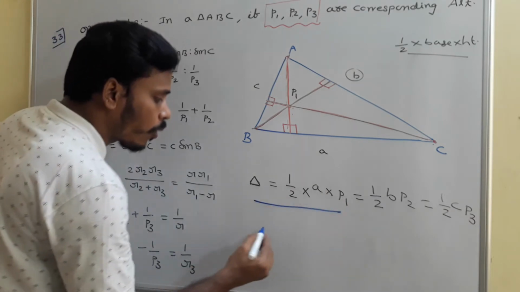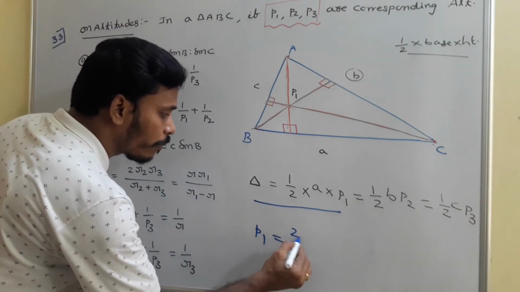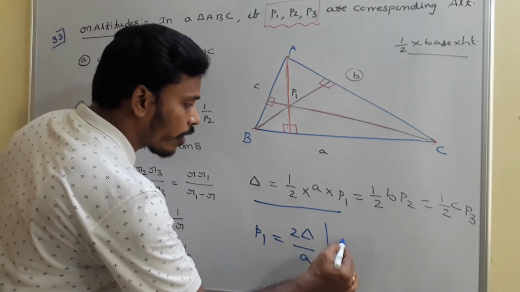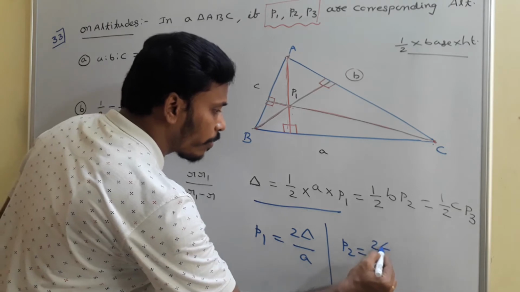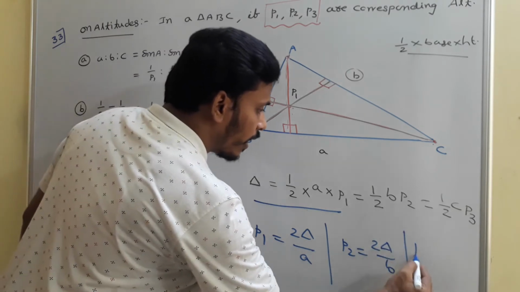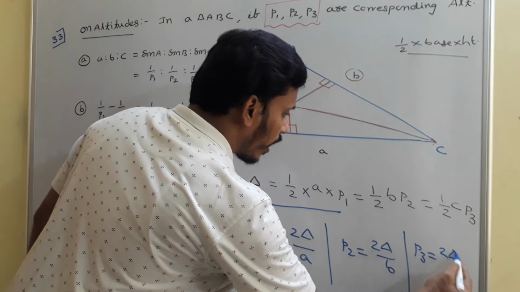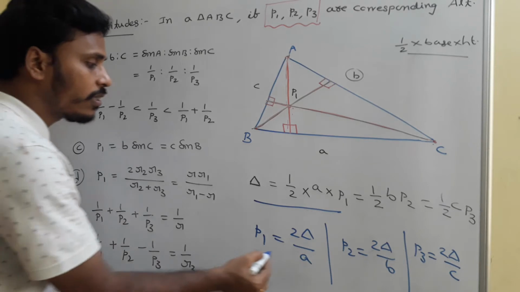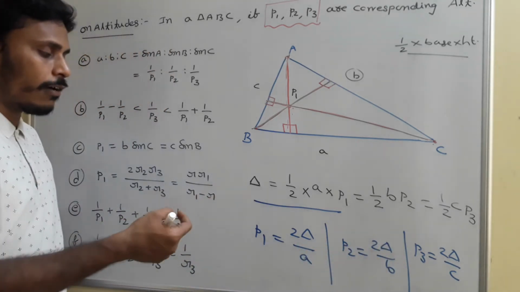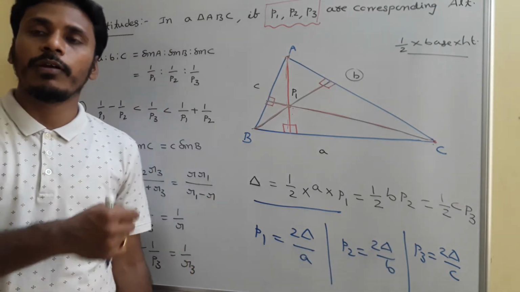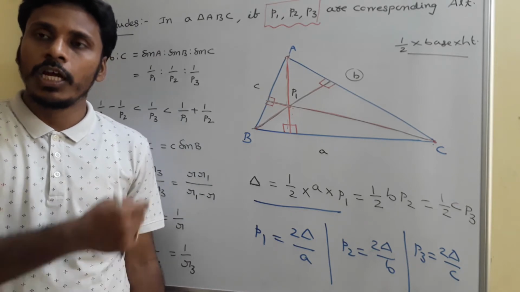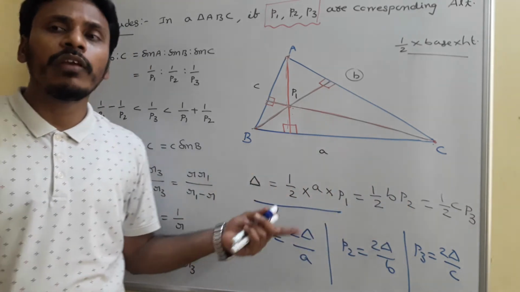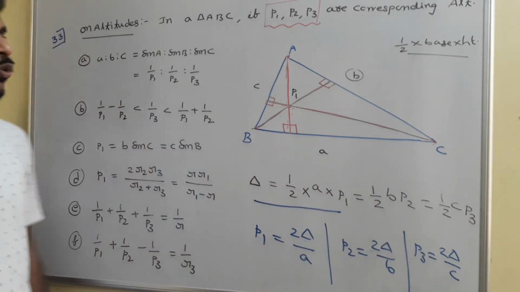From there, what can we say about P1? P1 is simply 2 delta by A. And if you calculate P2, then P2 is simply 2 delta by B. And P3 is simply 2 delta by C. This is the basic definition of the altitude, and these three are the very basic formulas for P1, P2, P3, which are 2 delta by A, 2 delta by B and 2 delta by C. With this idea, we are going to prove and discuss all these things.